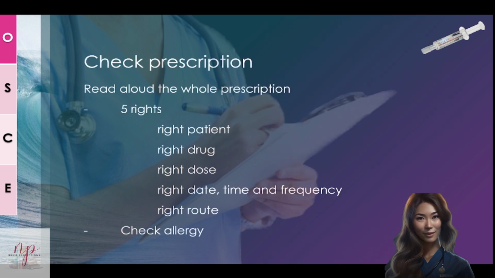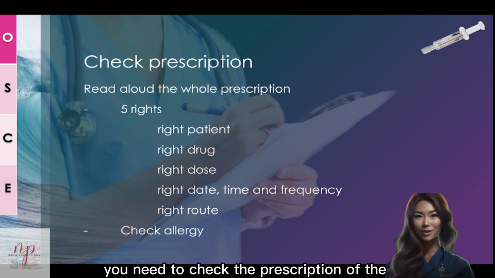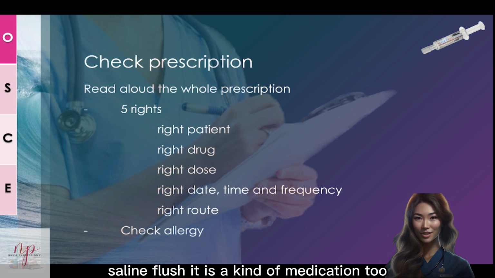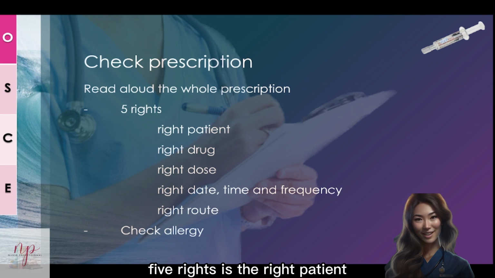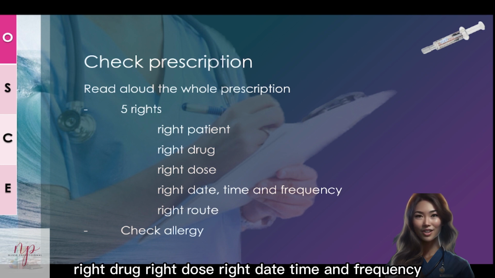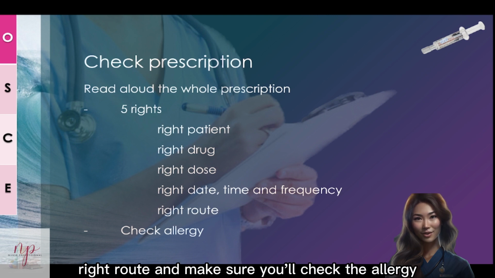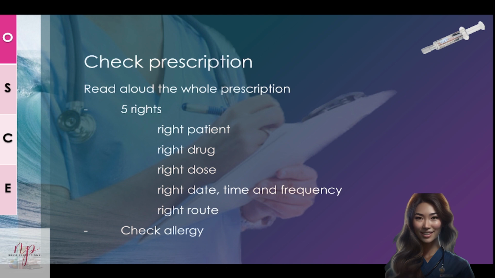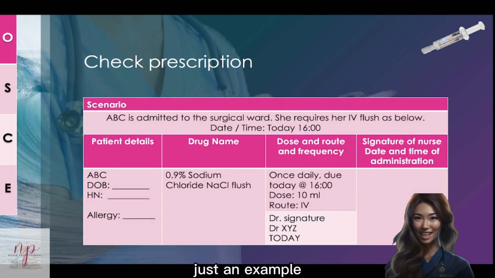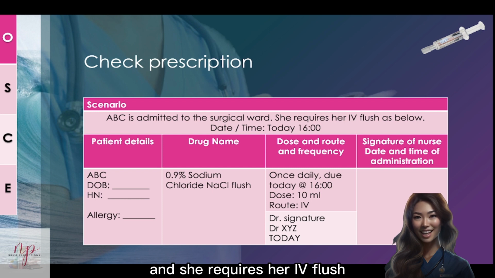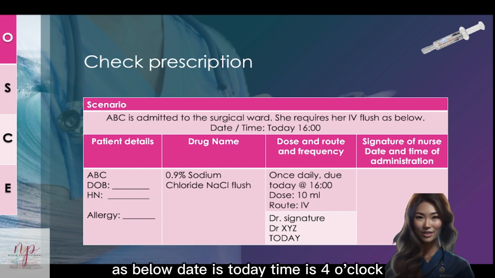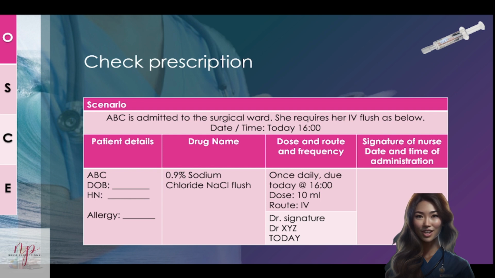Okay. So after that, you need to check the prescription of the saline flush. It is a kind of medication too. So you read aloud the whole prescription. 5 rights: right patient, right drug, right dose, right date, time, and frequency, right route, and make sure you check the allergy. Just an example, ABC is admitted to the surgical ward and she requires her IV flush as below. Date is today, time is 4 o'clock. You read aloud the whole prescription order.